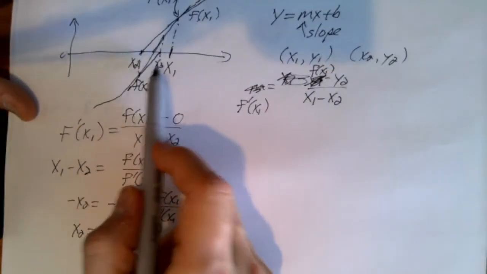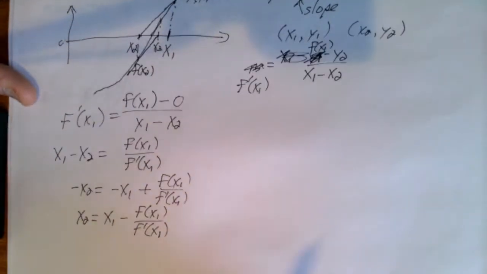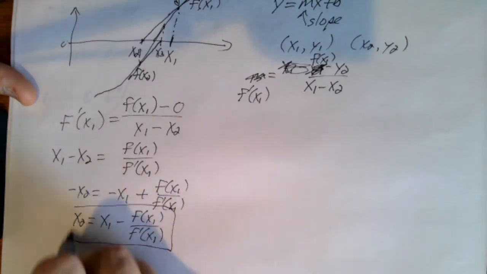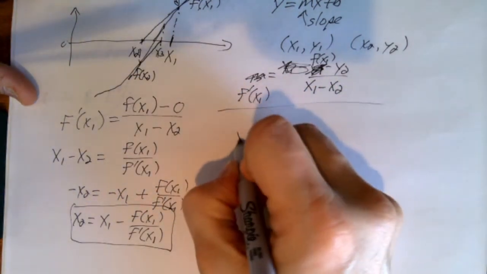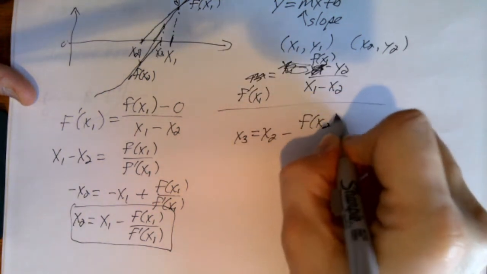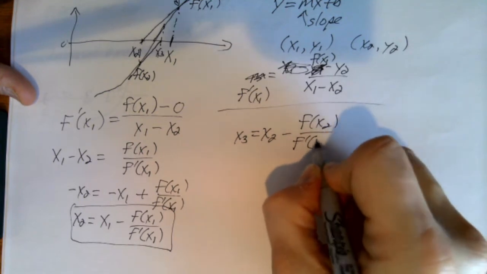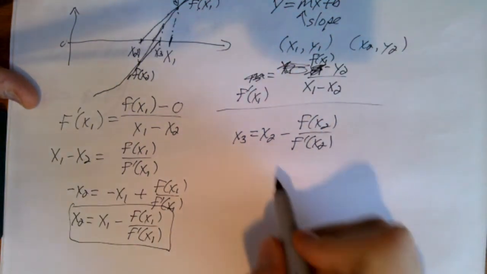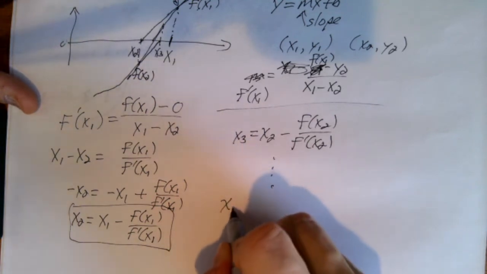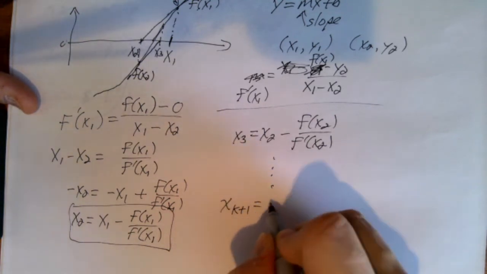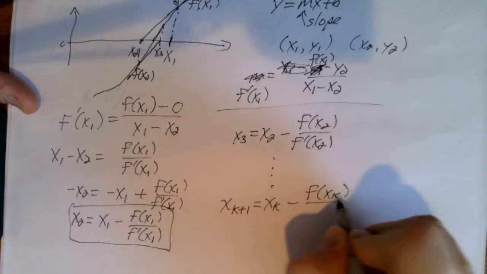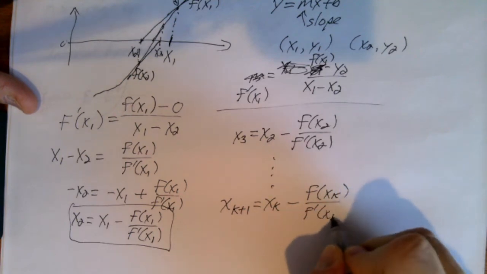So then how do I find x3? Well, now we basically just do this. We say, okay, using this form, we would have x3 is equal to x2 minus f of x2 divided by f prime at x2. And we can keep repeating this process, but the overall form then will be x of k plus 1 is equal to x of k minus f of x of k divided by f prime of x of k.